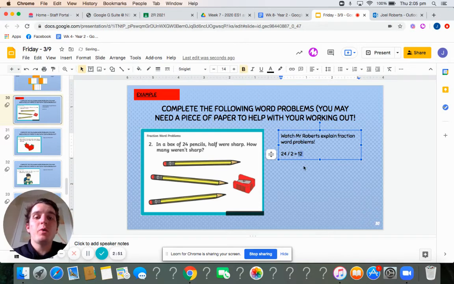Half of 24 is 12. So if half were sharp, that means 12 were sharp. How many weren't sharp? Well, the other half, which is 12. 12 plus 12 make 24. If we have one half and then we have the other half, if we add them together, it will equal 24. Okay? So be really careful as you work through these problems.